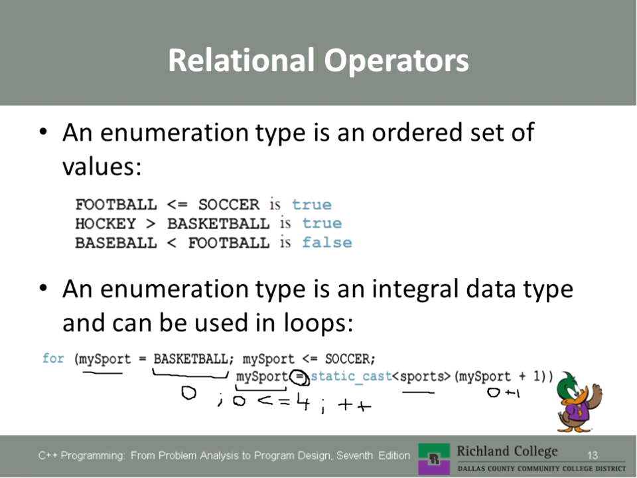But instead of saying my sport equals 0, which doesn't really mean anything to me as a programmer, I'm not really sure what you're comparing when you're comparing 0 less than or equal to 4. In this case, you can see that if we give it some words, then it's easier for somebody maintaining my code to interpret what I was writing. So I started at basketball, and I go all the way to soccer.